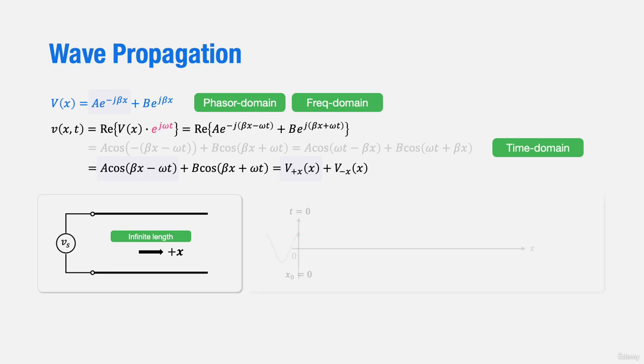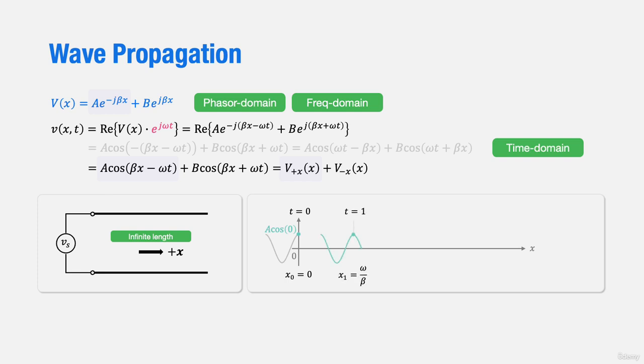When t equals 0, the omega t in a cosine beta x minus omega t is also 0, and the value of the wave is equal to a times cosine beta x at this time. If we start from the initial position x0, the value of the wave at that position is equal to a cosine 0, which is the peak of the wave.